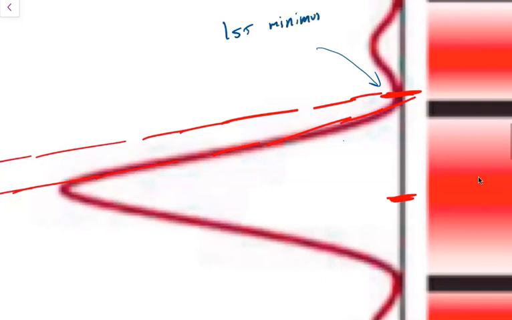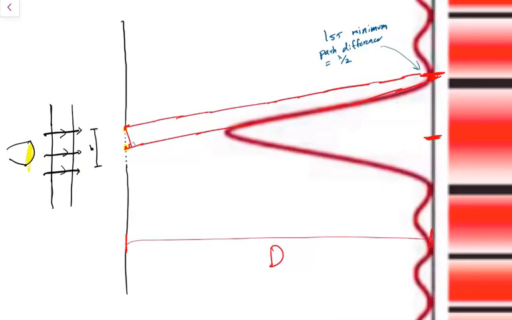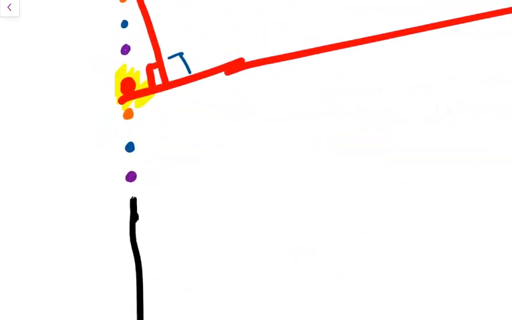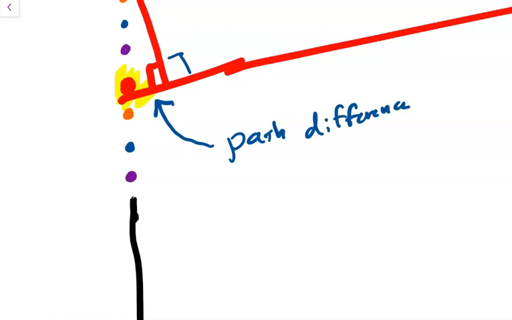And if this is our first minimum, or the fact that it is just a minimum, we know that our path difference should be equal to lambda over 2, or some multiple of lambda over 2. But since it's our first minimum, it's just 1 lambda over 2. So that path difference of lambda over 2 is noted in this triangle similar to our double slit equation, where we have a path difference of lambda over 2.